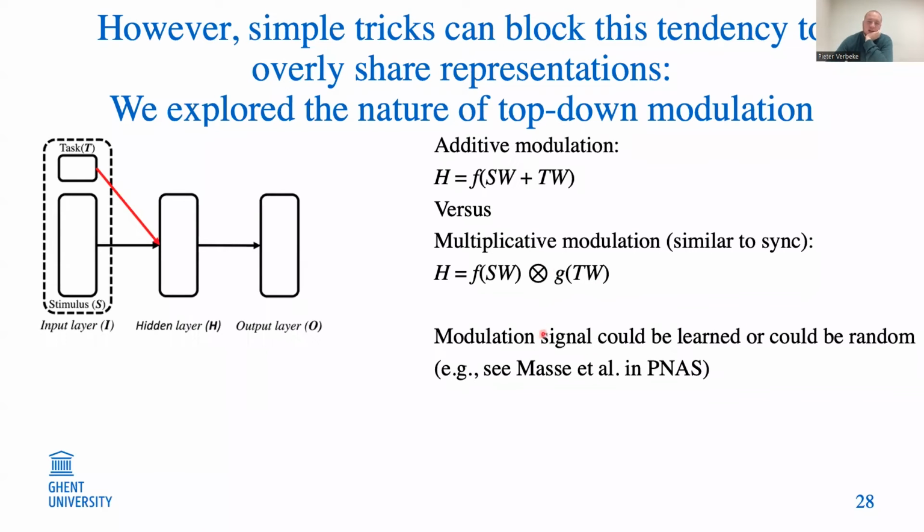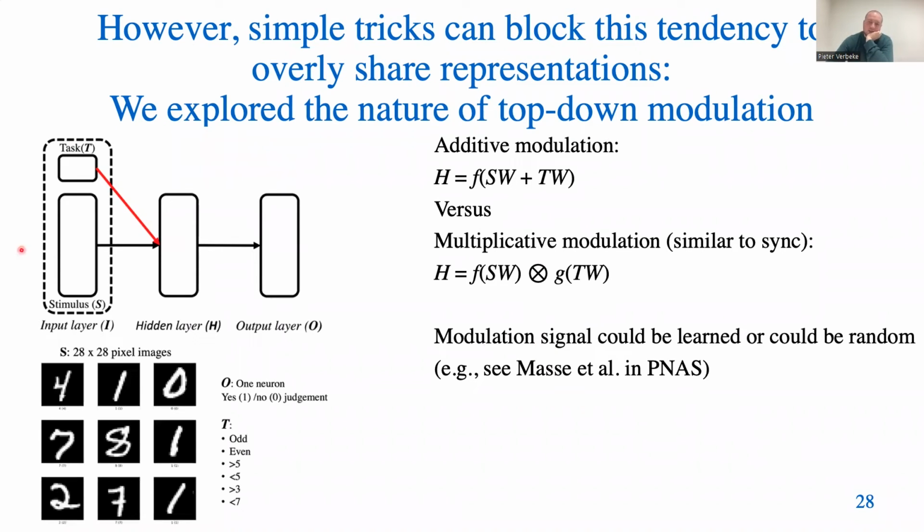And there is also this work from Masse et al. in PNAS, which illustrated how random multiplicative modulation signals combined with elastic weight consolidation allow one to avoid catastrophic forgetting. Here we did not use elastic weight consolidation, but we let the task signals, so these mappings, be learned. And we used the MNIST dataset for this task with one output neuron, so just a yes or no classification task. And there were multiple tasks, such as, for example, say whether the digit is odd, even, bigger than 5, smaller than 5, bigger than 3, smaller than 7. So here we don't only have orthogonal tasks anymore, but we also have intermediate tasks.